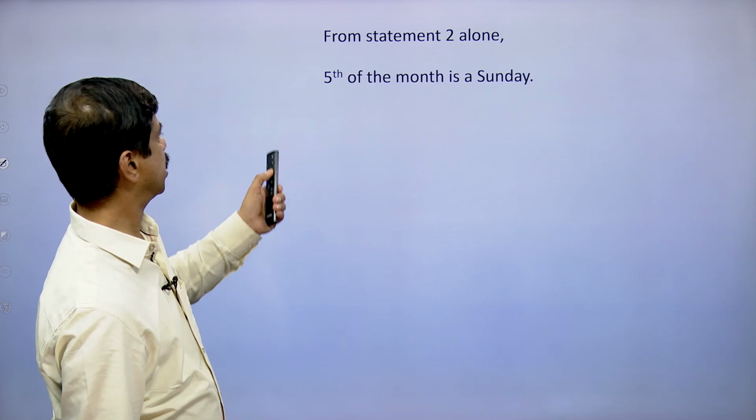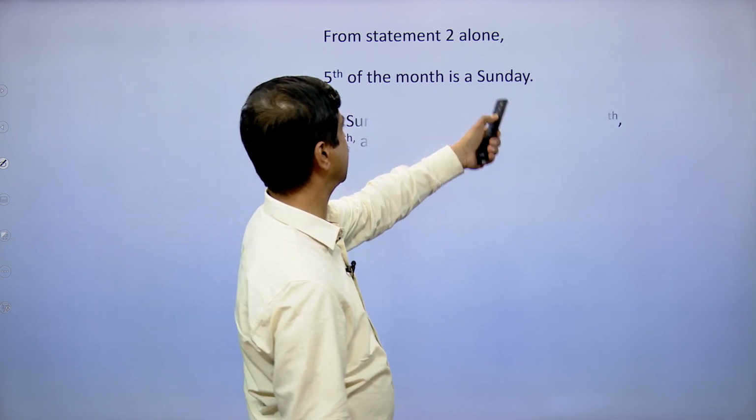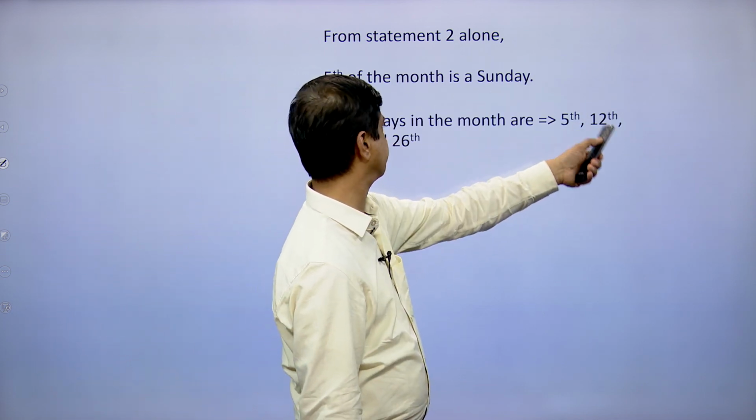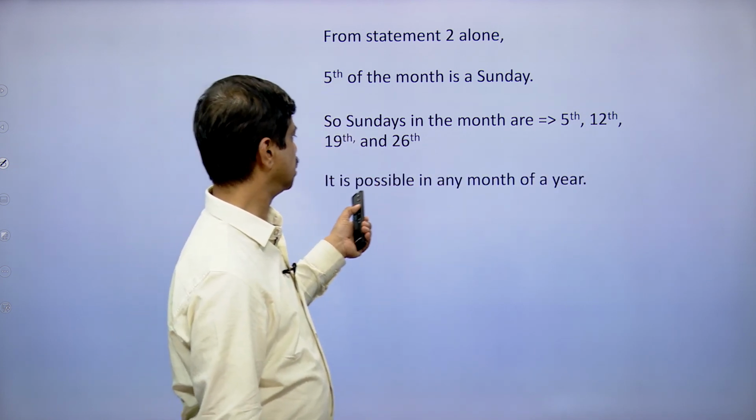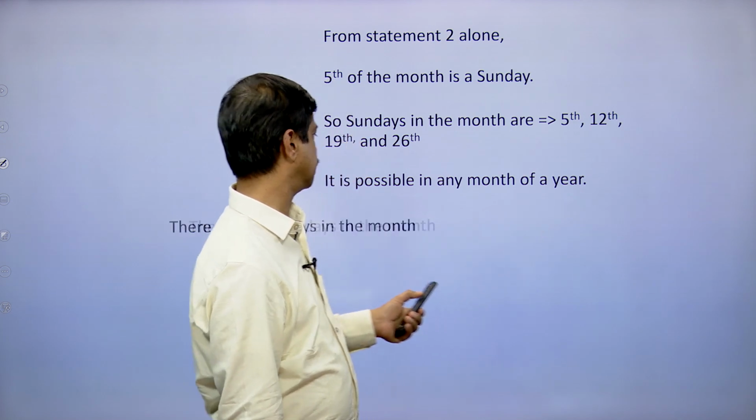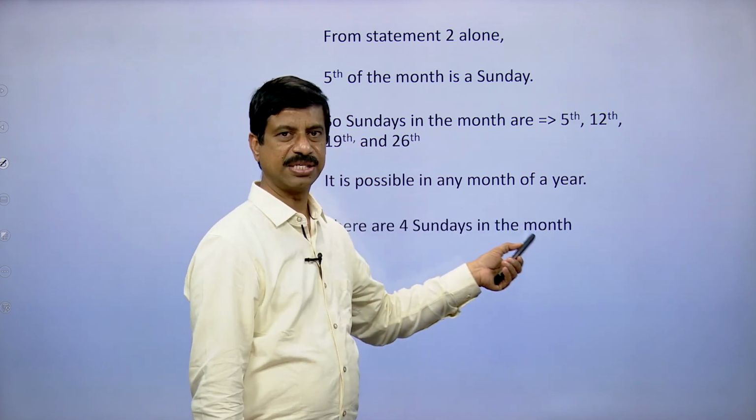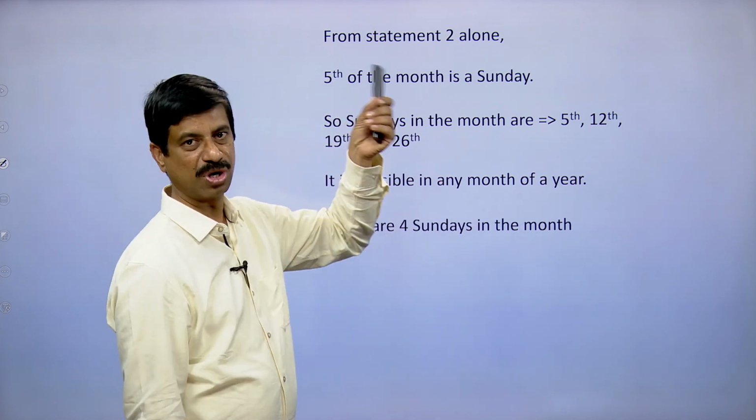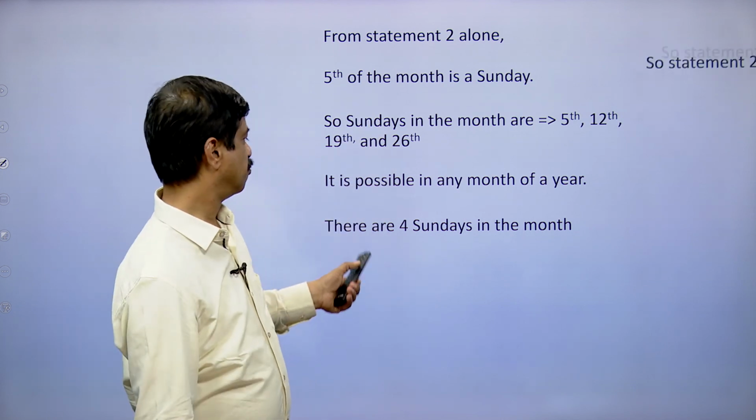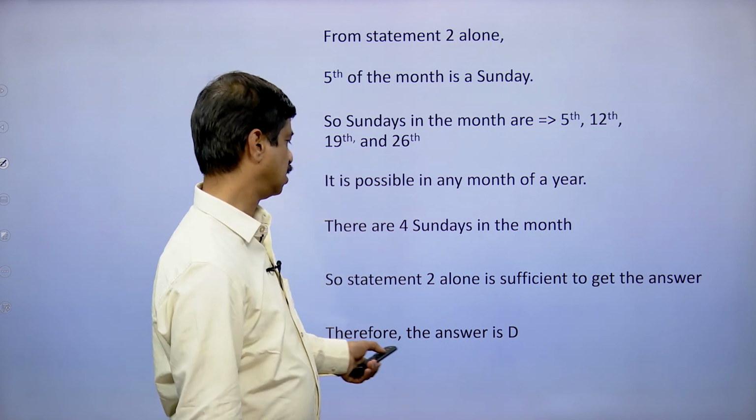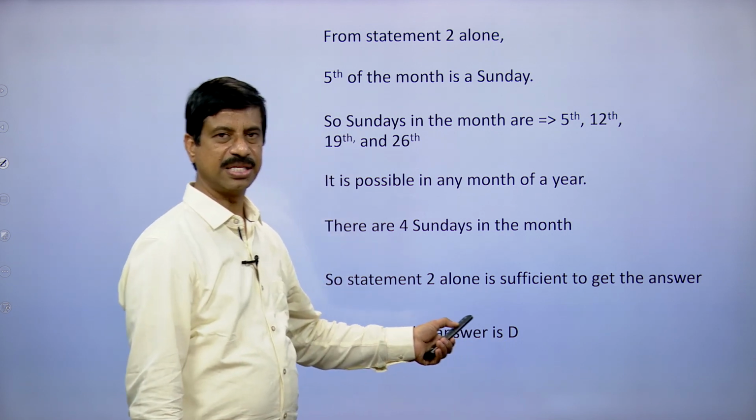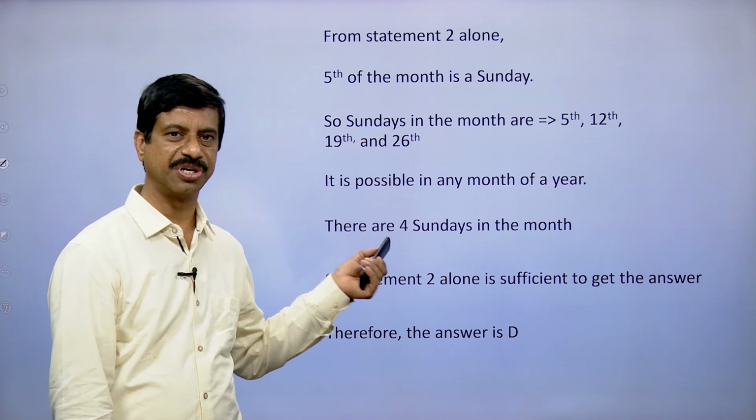Now, statement 2 you take. The 5th of the month is a Sunday. So, from the 5th onwards you calculate: 5th, 12th, 19th, 26th. So, there are only 4. So, for any month of a leap year, there are 4 Sundays in that particular month, whatever it is, not every month, okay. So, statement 2 alone is sufficient to get the answer. Therefore, option is D. Either statement 1 or statement 2 is enough for us to answer.